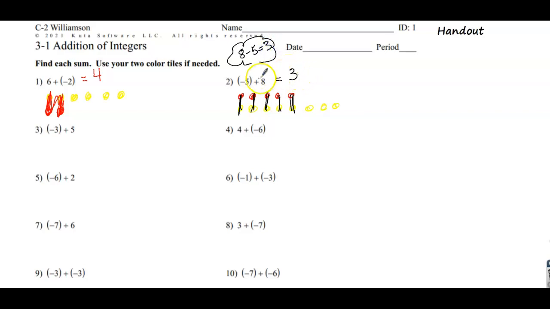What sign is the 3? Which one of these numbers was bigger? 8 was bigger. 8 was positive, so 3 is positive. It makes sense. That's what you're going to have left over.